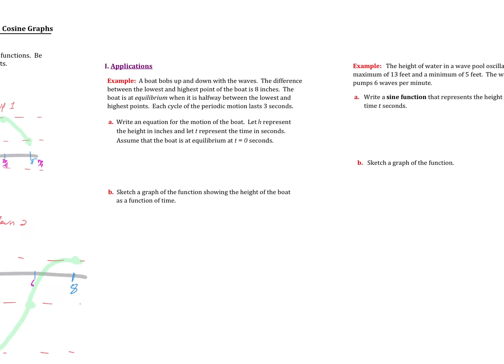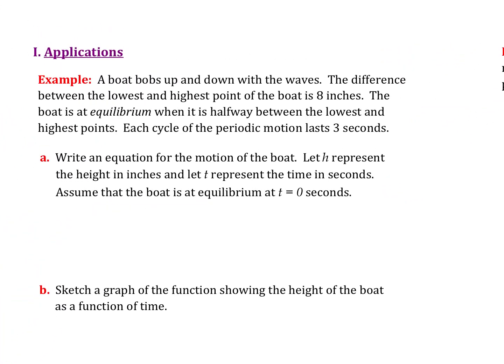All right, now let's get into some word problems. A boat bobs up and down with the waves. The difference between the lowest and highest point of the boat is 8 inches. The boat is at equilibrium when it is halfway between the lowest and highest points. Each cycle of the periodic motion lasts 3 seconds. So they just told me the period of the function here. Write an equation for the motion of the boat.